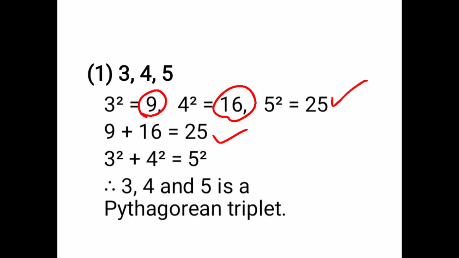Therefore, 3, 4 and 5 is a Pythagorean triplet because after adding 9 plus 16, the answer is getting 25. 5 square, which is the square of the bigger number, is 25. It is coming equal. 3 square plus 4 square is equal to 5 square. So that's why it is a Pythagorean triplet. Now I will do the next sum.